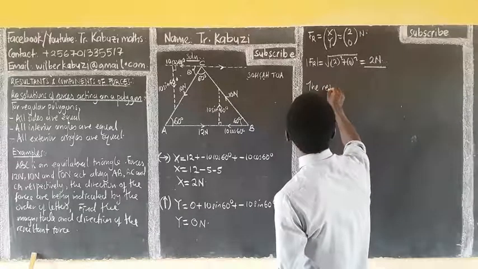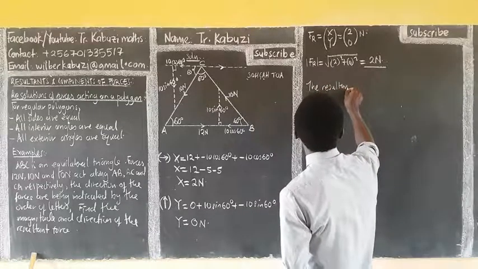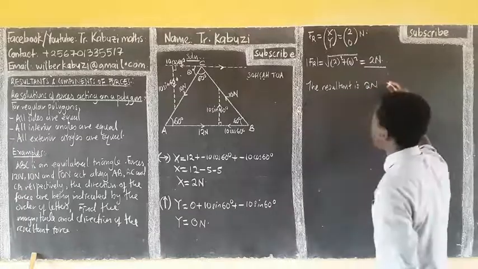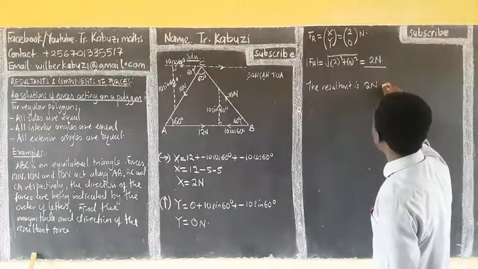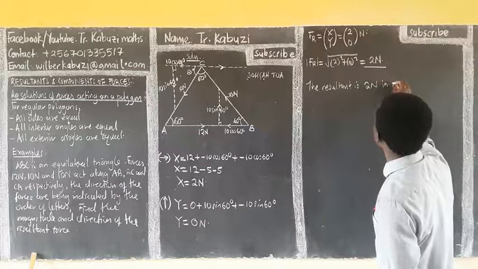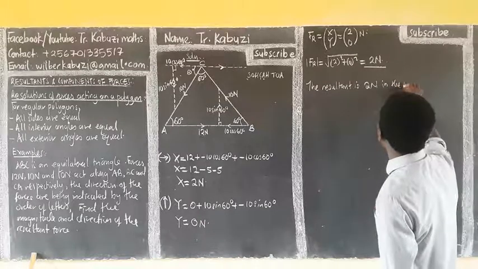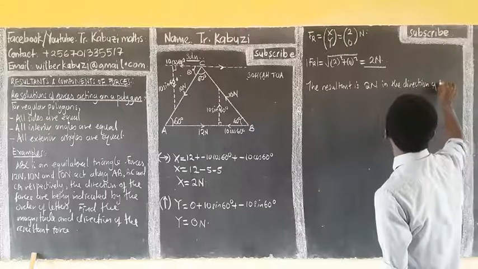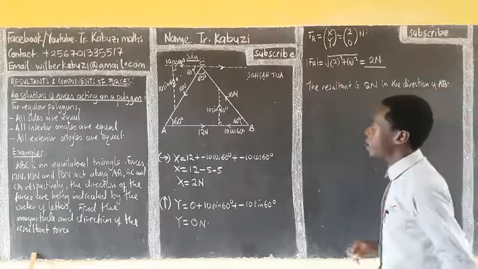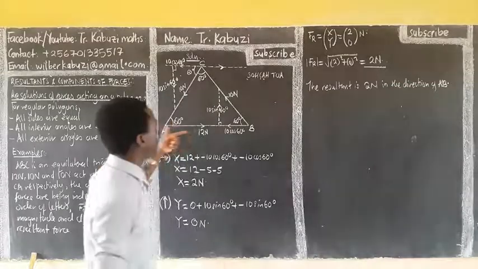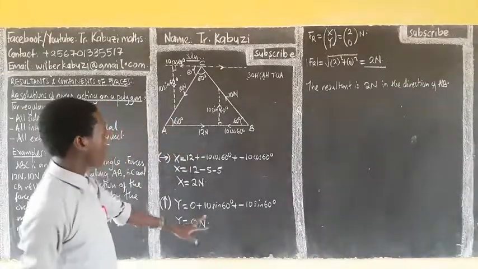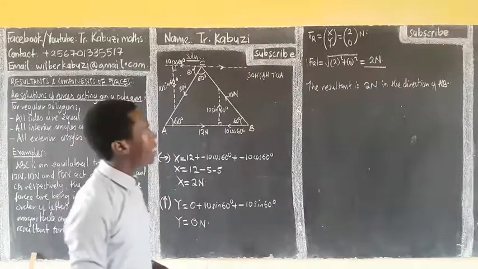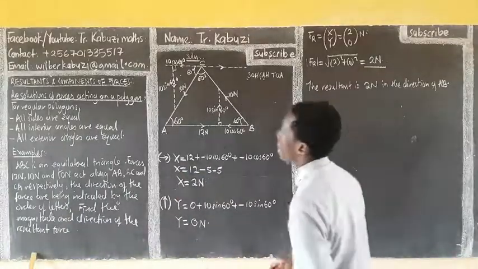So it's said the resultant is 2 newtons in the direction of AB. Why do we take AB? Because it sits in the positive direction there, and we have got this as positive, so it's going to be the direction of AB. And so that will be our conclusion.